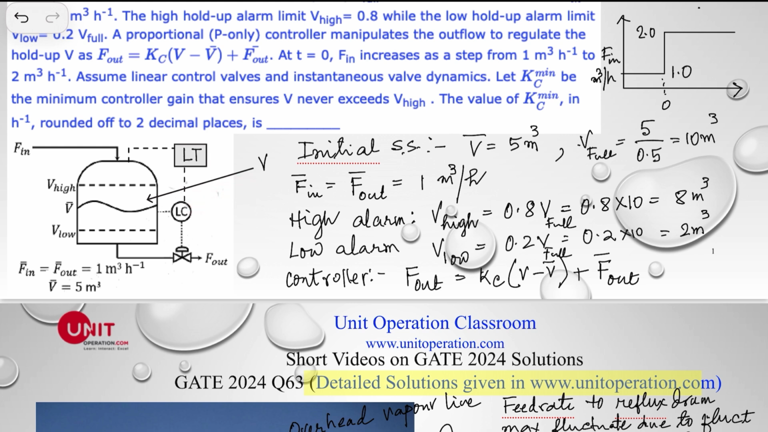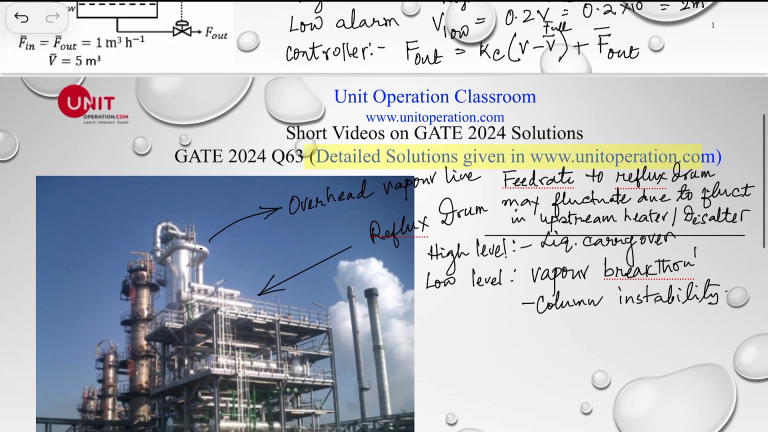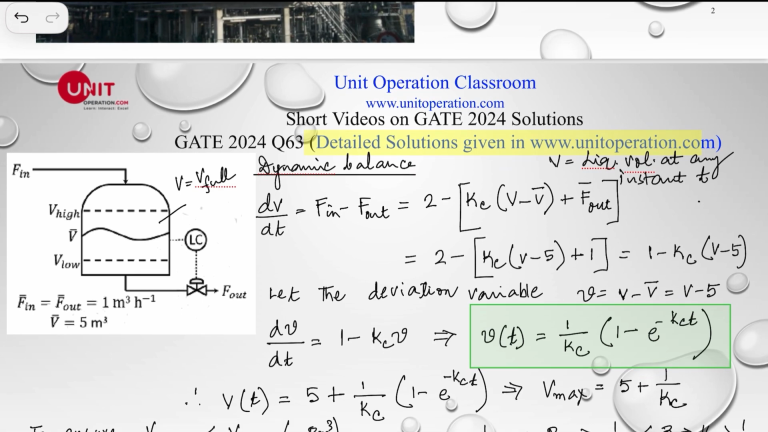So the question is, let Kc minimum be the minimum controller gain that ensures we never exceed V high. So we have to find out the value of Kc minimum. This is a very standard problem. Okay, let's do the dynamic balance.